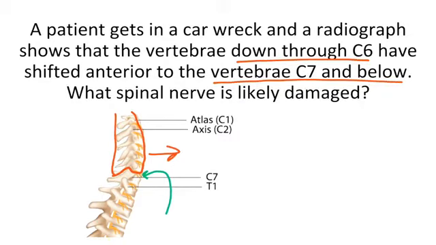Recall that in the cervical spine, the spinal nerve exits above its corresponding vertebra. So the spinal nerve exiting above C7 would be the C7 spinal nerve. Remember that from T1 and below, this pattern no longer exists. Instead, each spinal nerve exits below its corresponding vertebra. So starting here and down, we will get T1 under the T1 vertebrae, and the T2 spinal nerve, the T3 spinal nerve, and the T4 spinal nerve beneath the T4 vertebra.